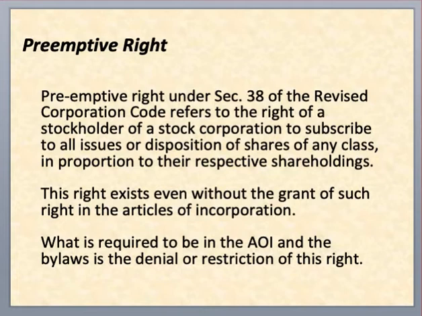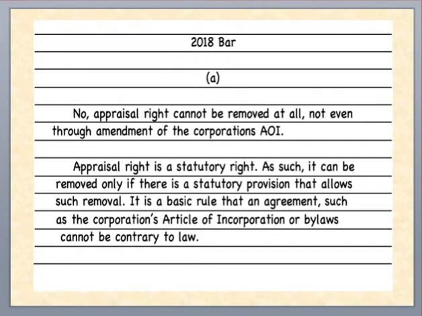The suggested answer to question A is no. Appraisal right cannot be removed at all, not even through amendment of the corporation's AOI. Appraisal right is a statutory right. As such, it can be removed only if there is a statutory provision that allows such removal. It is a basic rule that an agreement, such as the corporation's articles of incorporation or bylaws, cannot be contrary to law.